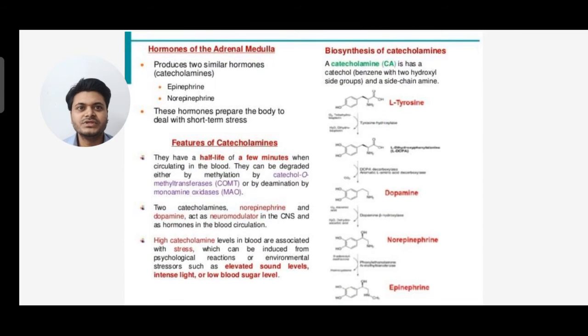These are the hormones secreted from the adrenal medulla: epinephrine and norepinephrine. These hormones prepare the body to deal with short-term stress. You can see on the right side the biosynthesis of catecholamines is given.